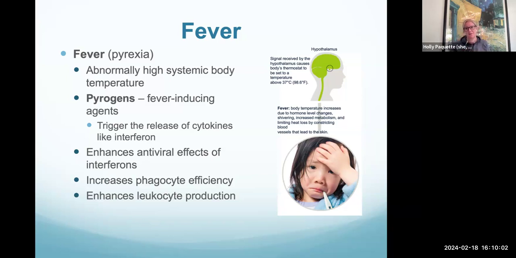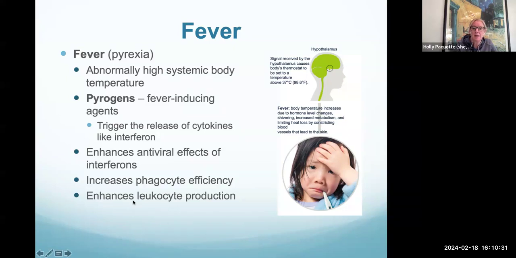So what is it that a fever does for us? There's a couple of different things that it does. First, it enhances the antiviral effects of interferons. So those interferons that were warning other cells or getting rid of infected cells, it increases their effects. So that's a good thing if we have a viral infection. It also increases phagocyte efficiency. So the ability of those phagocytic cells to basically chew up any invaders, it increases that.